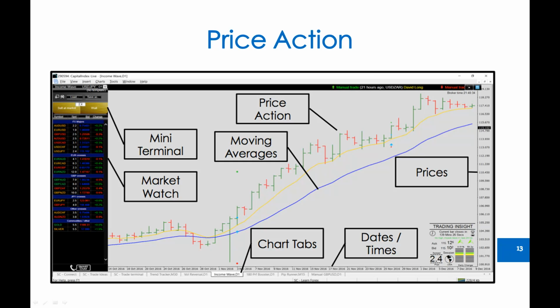This is the structure of a price chart, for those of you that have never seen a price chart before. You can see that the price action here points to these what we call bars. You can see we have green bars and we have red bars. Now, price action in itself will help you understand the direction that the market is taking.